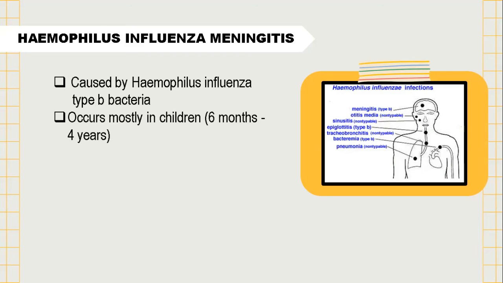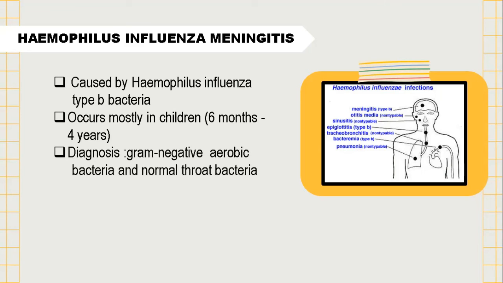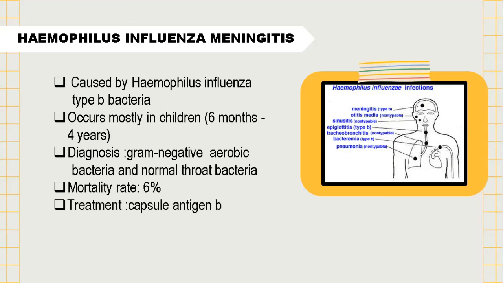It occurs mostly in children 6 months to 4 years. It can be diagnosed through gram-negative aerobic bacteria and normal throat bacteria. Its mortality rate is 6%, and it can be treated through capsule antigen B. This meningitis can be prevented by the Hib vaccine.